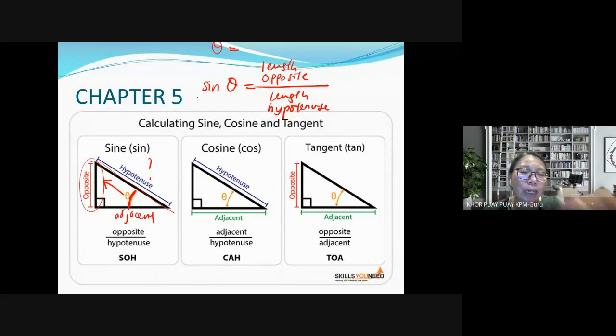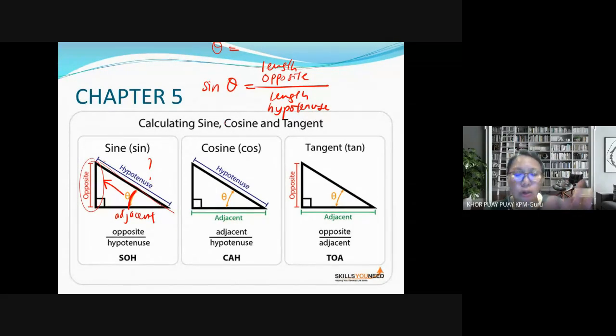Now you must reverse it. If they give you the sine of the angle and you need to find the angle, then you must press what? Shift sine, shift cos, shift tangent. The word shift in your calculator is to reverse it and find the angle.